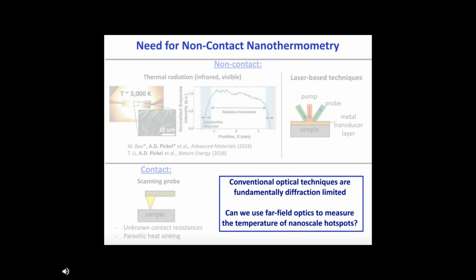That said, as convenient as the non-contact techniques are, they are fundamentally diffraction limited, as I mentioned. And so the question that we like to ask in my group is, is there some way that we can still use far-field optics, but somehow beat the diffraction limit in order to measure the temperature of nanoscale hotspots? And so there's a number of ways that we try to do that. And one possibility, and the one that I'll focus on today, is that of using a single nanoparticle with temperature-dependent luminescence in order to measure the temperature of these nanoscale hotspots.